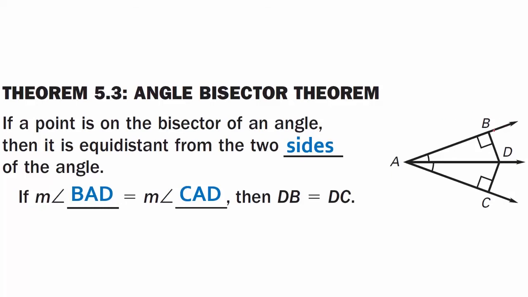So in this example over here, we're given this angle BAC, and it is bisected. Remember, bisect means to cut it in half, so it is bisected by the ray AD. And so since it is bisected, then angle BAD, this angle right here, is equal to angle CAD, and the sides opposite these angles are also equal.